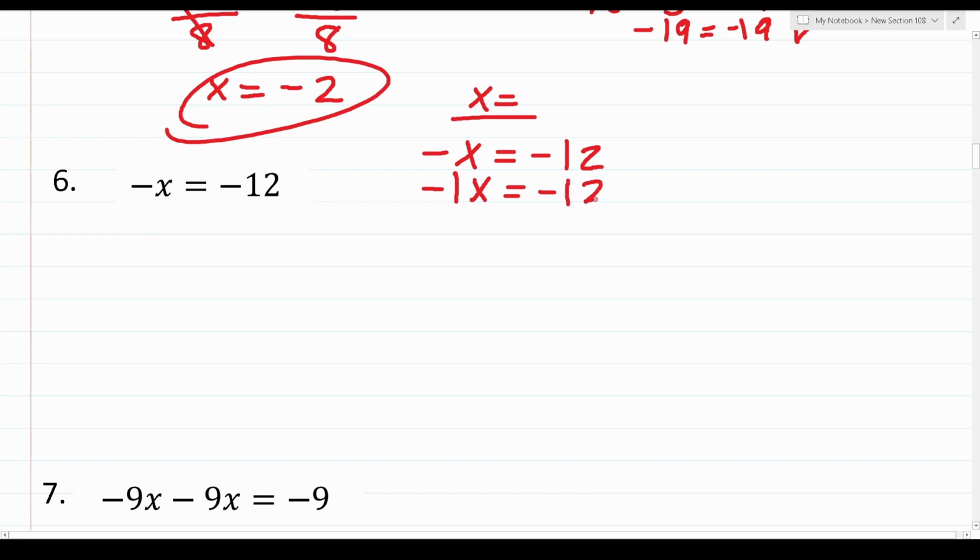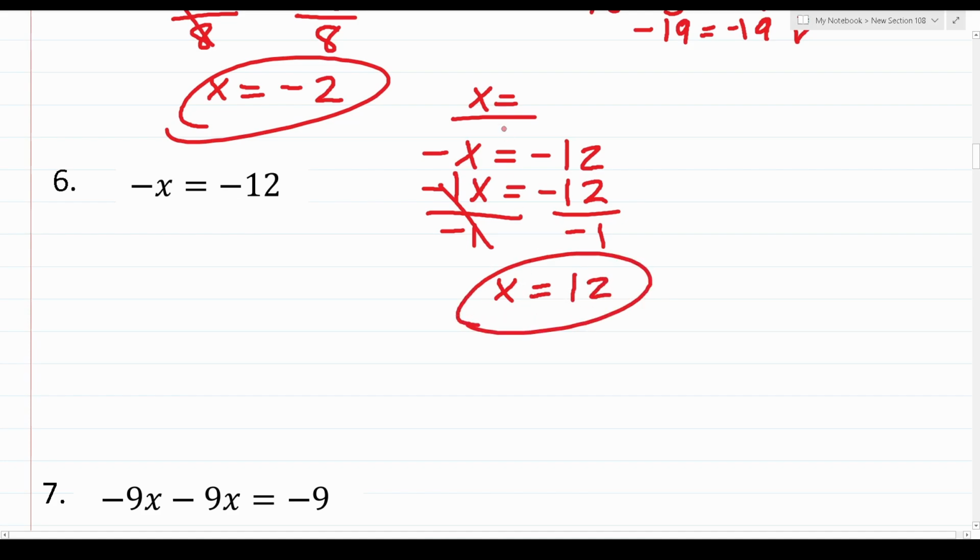Equals negative 12. And now it's very obvious that in order to solve for just x here, we can divide both sides by negative 1. This crosses out here, leaving you with x equals, and what does x equal? It equals negative 12 divided by negative 1. A negative divided by a negative is a positive, and as I said, anything divided by 1 is just itself, so this is just 12.